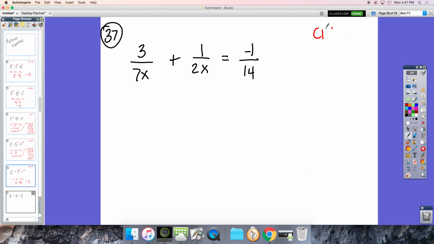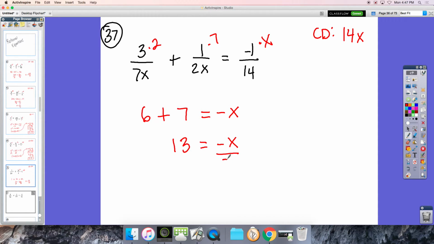Our common denominator is 14x. So in order to get 14x, if I have 7x, I'm going to multiply by 2. Here I'm going to multiply by 7. And here I'm going to multiply by x. So 3 times 2 is 6, plus 7 equals negative x. 6 plus 7 is 13. That's negative x, so you have to divide by a negative 1, which would give you negative 13.